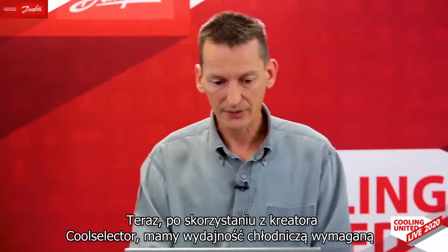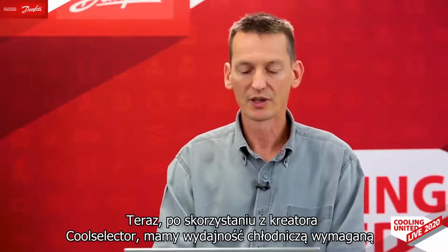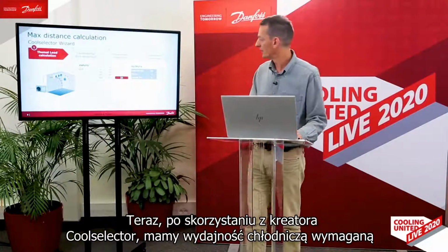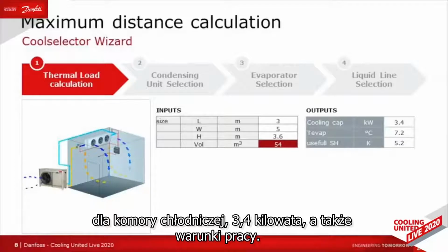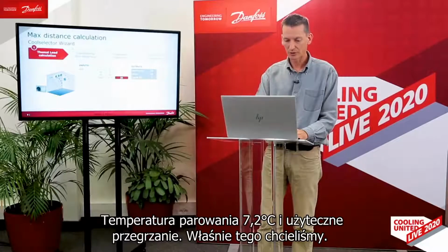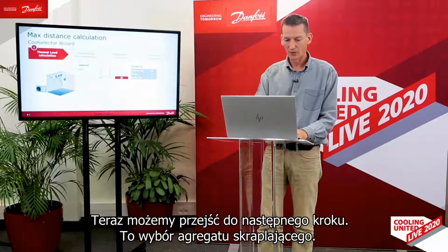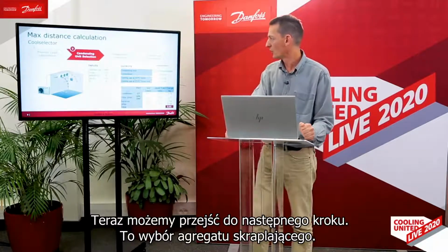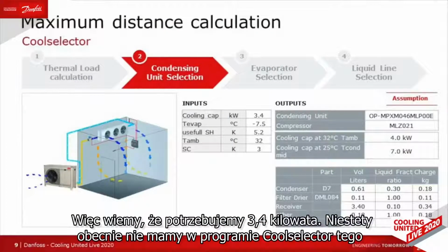And now, after using the Cool Selector wizard, we have this cooling capacity needed for the cold room, 3.4 kilowatts. And we've also got the operating conditions, so the evaporating temperature, -7.2 degrees C, and the useful superheat. So that's what we wanted to have. So now we can move to the next step. It is the condensing unit selection. So we know that we need 3.4 kilowatts.